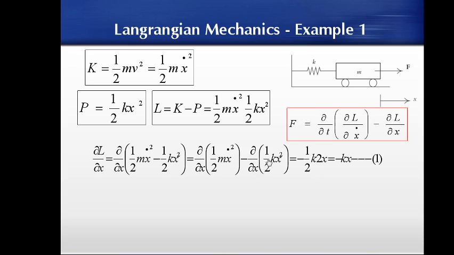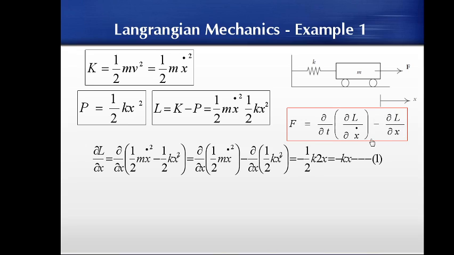So here, minus half k into n, which is 2, into x raised to n minus 1, that is 2 minus 1, which is equal to 1. So minus half k into 2 into x, this 2 and this 2 get cancelled, and I will be getting minus kx, which is marked as equation number 1. So I got the expression for this.